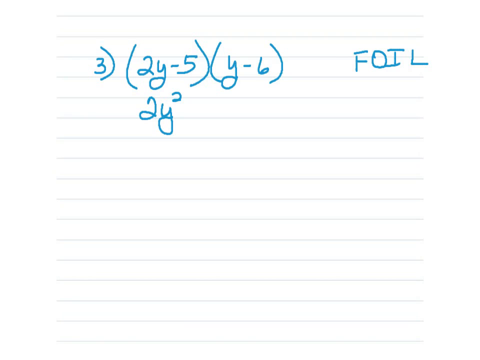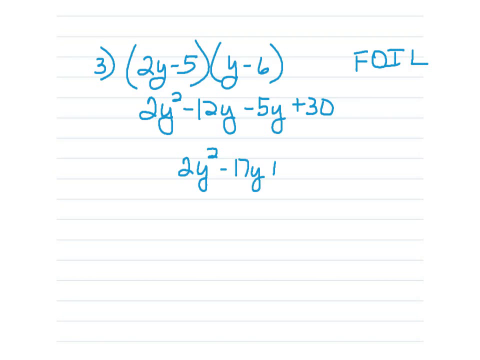O is the outer terms. 2y times negative 6 is negative 12y. The inner terms, negative 5 times y is negative 5y. And negative 5 times negative 6 is positive 30. Simplify. We have 2y squared minus 17y plus 30.